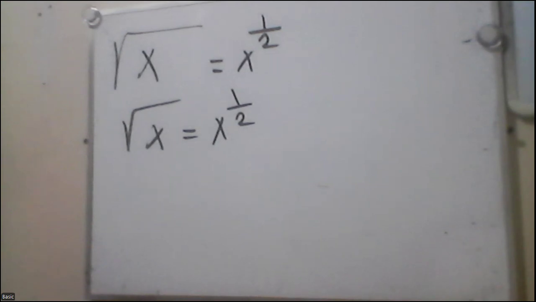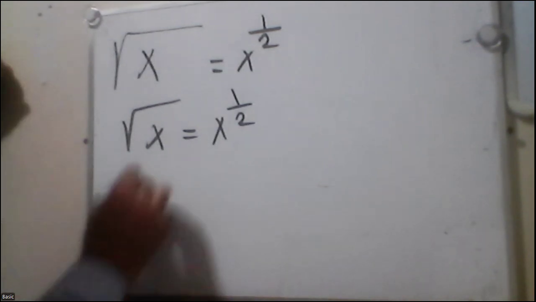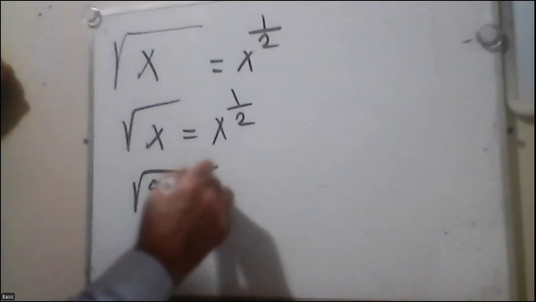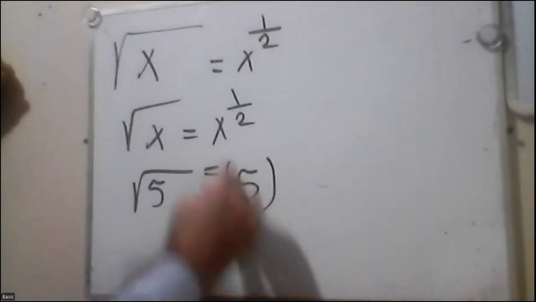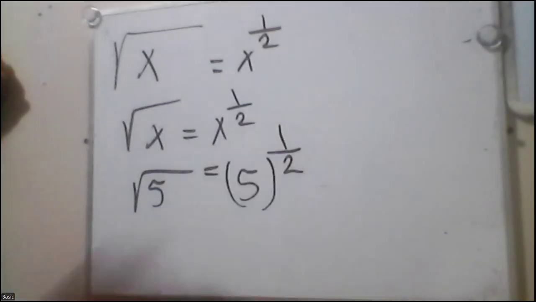Okay, guys, this is another part. As an example, if I have the root of 5, I can say this will equal 5 power half. If I have the root of 7, I would say 7 power half, and so on.